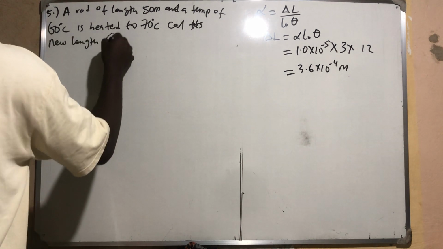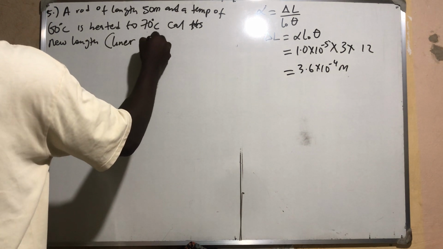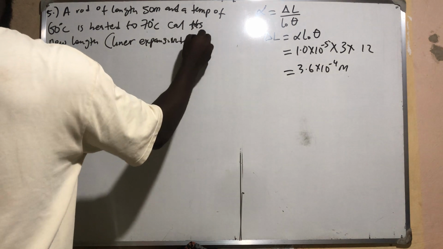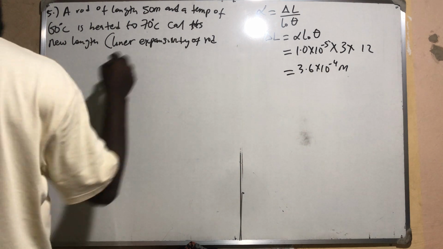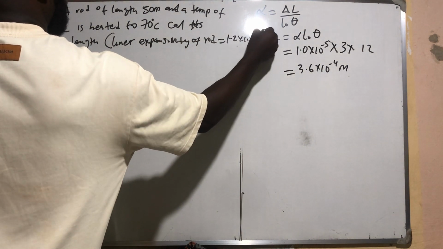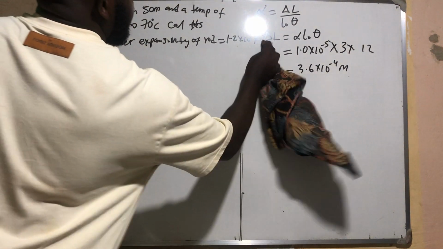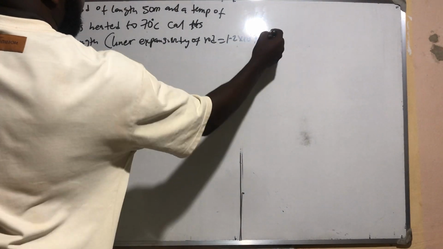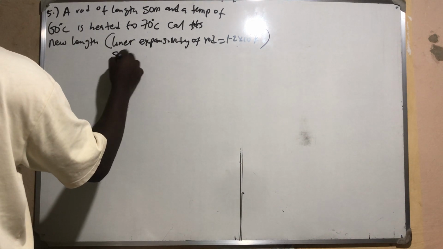All right. They now give you that the linear expansivity of the rod is equal to 1.2 times 10 raised to power minus 5 per Kelvin. All right, so solution. This is a very simple question.